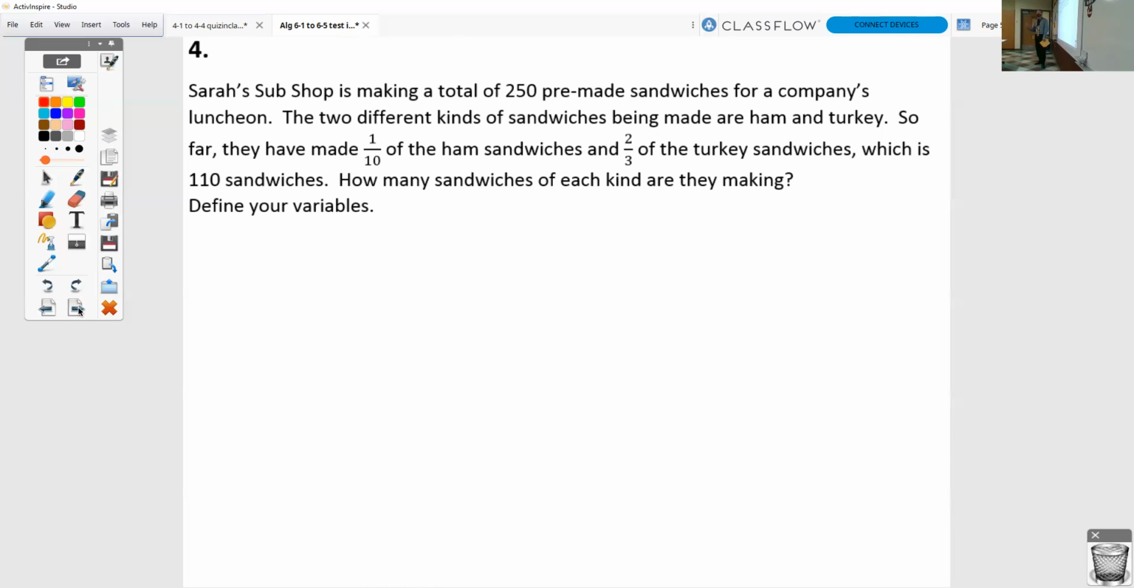First of all, what two letters are we going to use? H and T. H equals ham. Notice that this part says define your variables.